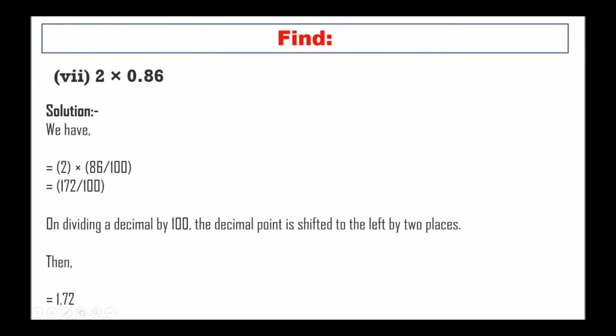2 into 0.86. So 2 into 86 upon 100. So 2 into 86 is 172 upon 100. Now on dividing a decimal by 100, the decimal point is shifted to the left by two places. That is 1.72.